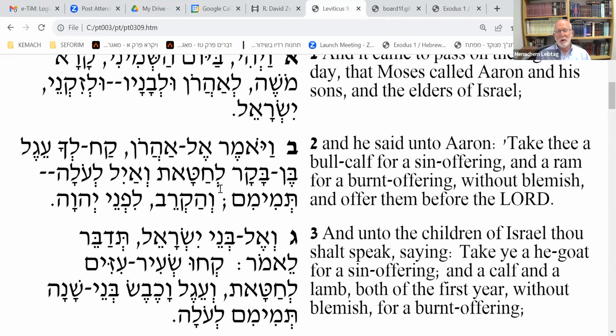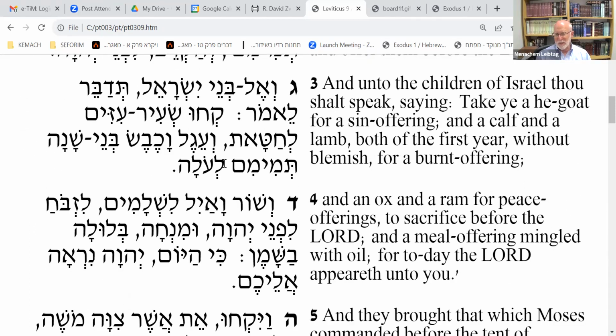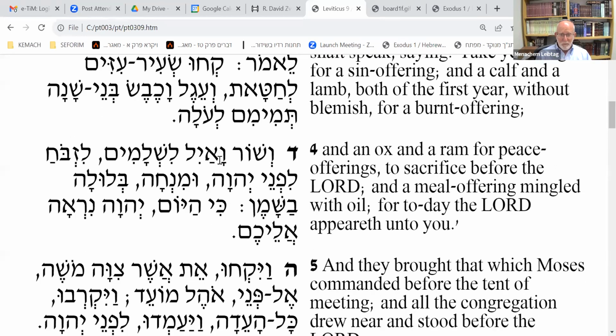And the chatat of Aaron is a par, now it's a baby par, an egel. The chatat of Am Yisrael is a sair, the same as happens in Yom Kippur. The burnt offering will be an olah, including kevasim. This day also has a shlamim because it's not a fast day yet. But it's the 8th day, the inaugural ceremony of the Mishkan.